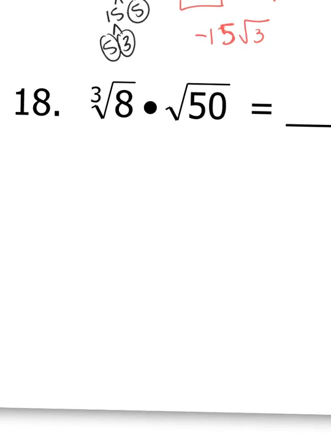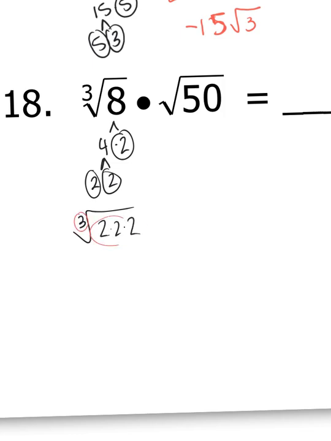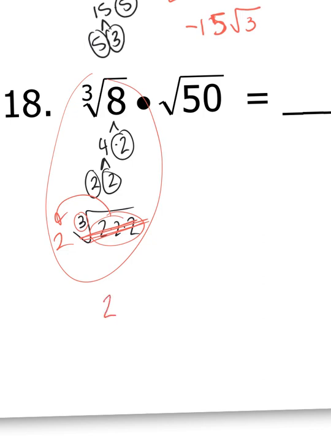And finally, the last one for this page is similar to number 17. Number 18, I've got the square root of 50 times the cubed root of 8. We cannot combine these together as is, but let's see if we can simplify and find some like terms. The cubed root of 8 you may already know, but if you don't see it, let's break it down. I've got 4 times 2, and 4 is the same as 2 times 2. So that means I have the cubed root of 2 times 2 times 2. Well, I'm looking for a group of 3. I got a group of 3. I don't have anybody left over, so the cubed root of 8 is just 2 in disguise.